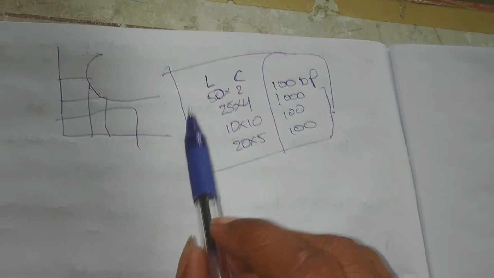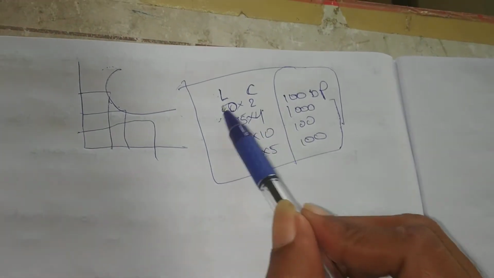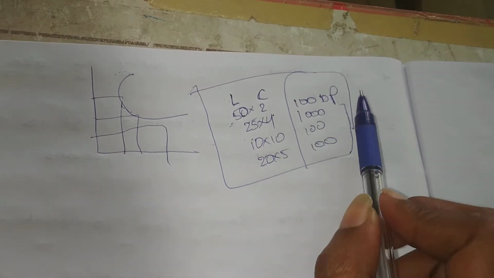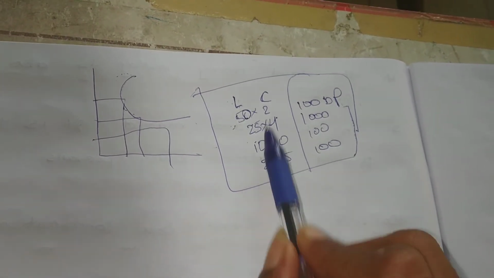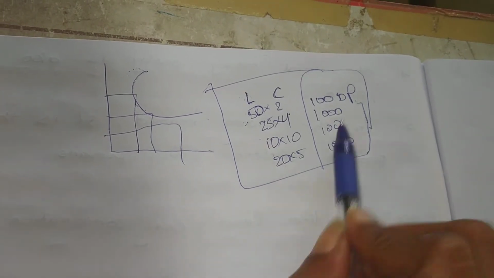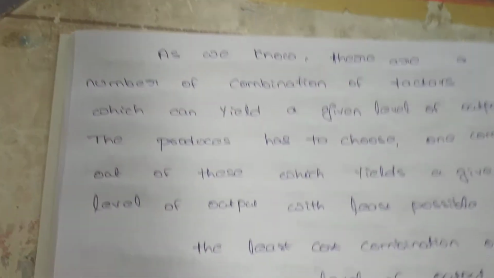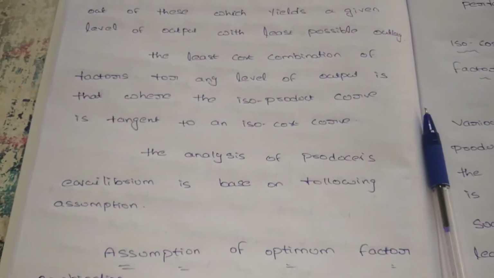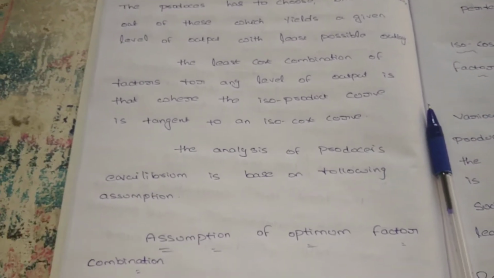So here I am taking labor 50, capital 2, so 100. Here I am taking labor 25, capital 4, 100. Here I am taking labor 10 and capital 10, 100. So here I am taking labor 20 and capital 500. Means the iso cost curve at every point we get the equal satisfaction, but we have to choose the right input combination at very lower cost.